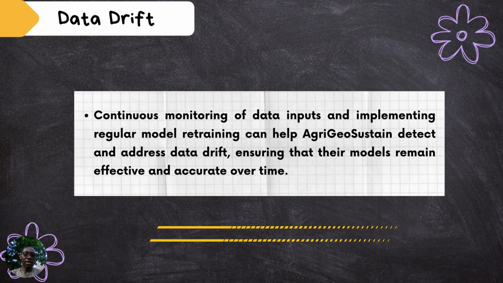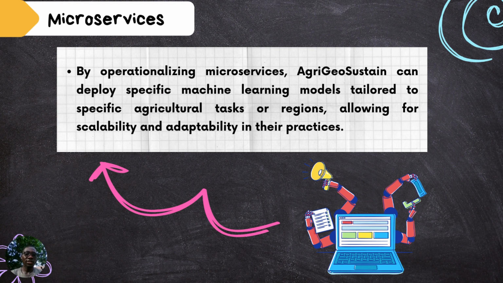Then if we look at the microservices, we look at the operationalizing of the microservices. In our model, we can deploy specific machine learning models tailored to specific agriculture tasks and regions, allowing for scalability, adaptability, and all the other practices.